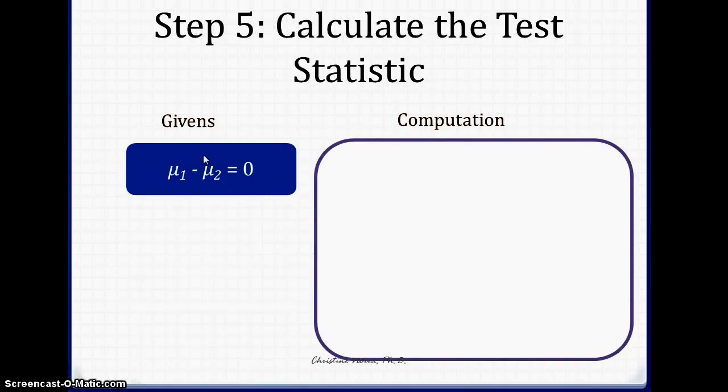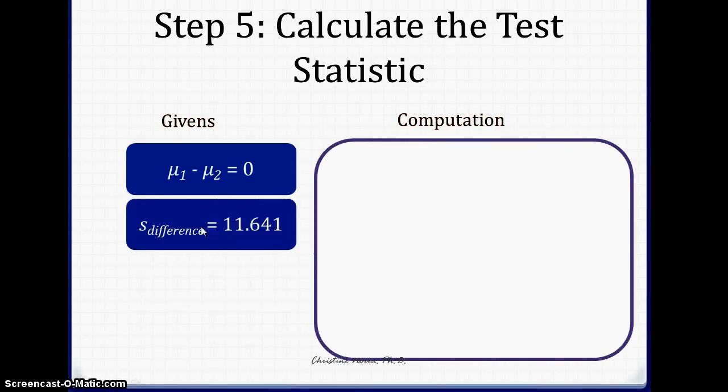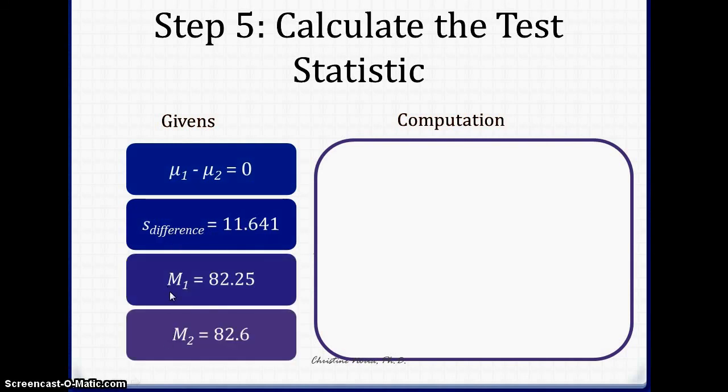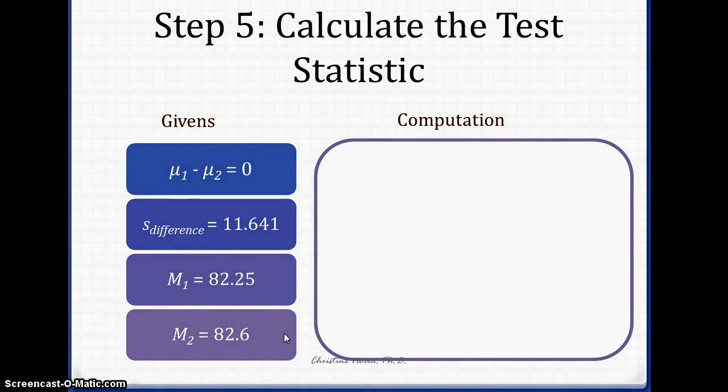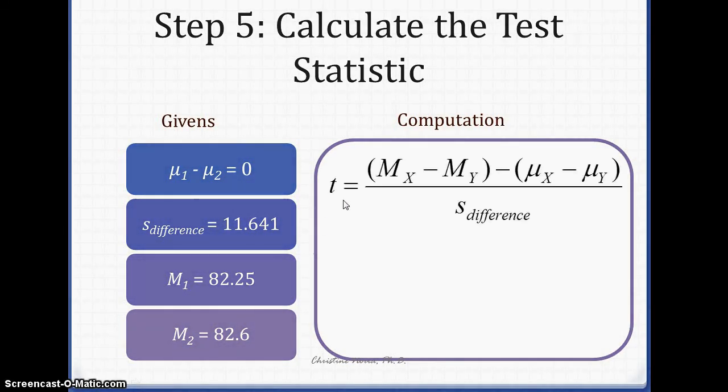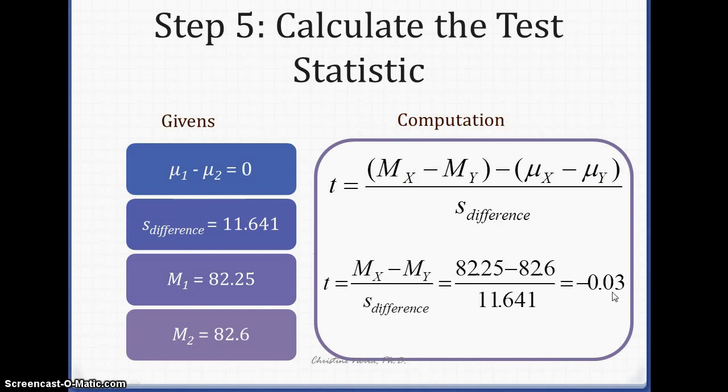So now we need to calculate the test statistic. We know that the difference between the population means is 0. The S sub difference is 11.641. And then we have our 2 sample means of 82.25 and 82.6. Just looking at this, you're probably already guessing that this is unlikely to be significant, but let's test it out. So here's our formula. We take the sample mean of women minus the sample mean of men, minus the difference of the population means of men and women, which in this case is 0, over the S sub difference. If we substitute all our values in, we find that we have a t-score of negative 0.03, which is basically 0. There's no difference between the 2.